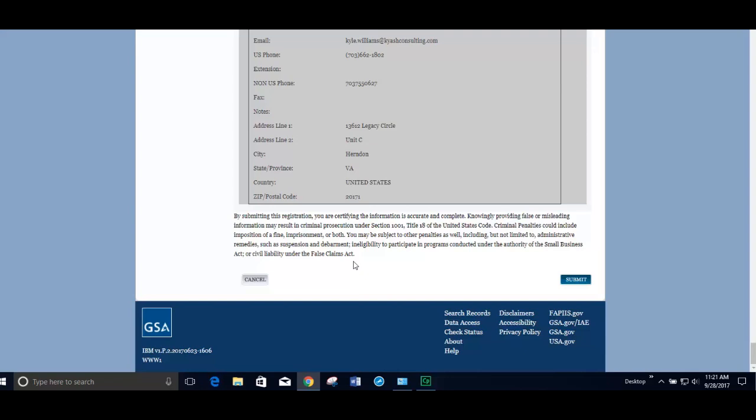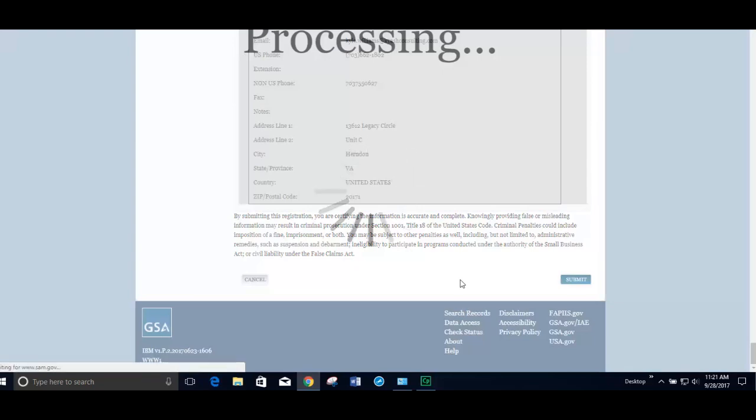False Claims Act. Now, with all this regulation, you wonder why businesses want to do business with the government, but it's a lot, but the rewards can be great. So we're going to hit submit. It is processing.